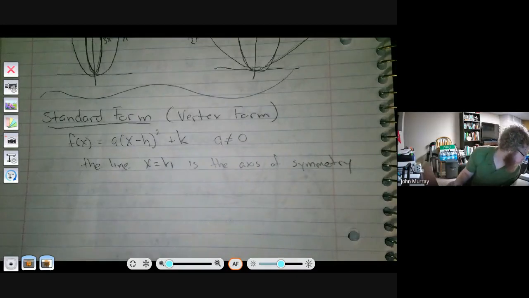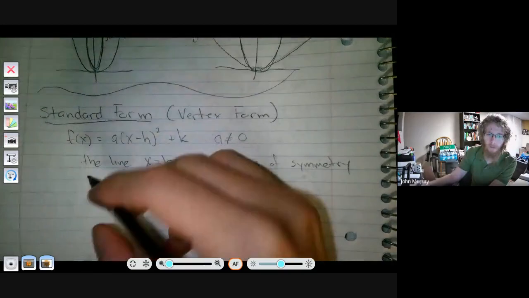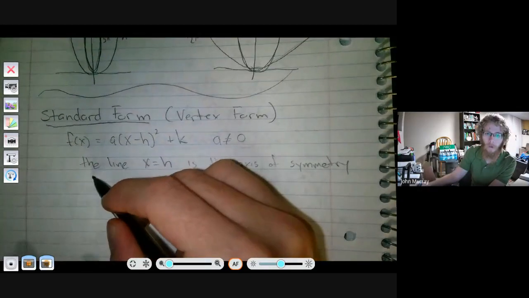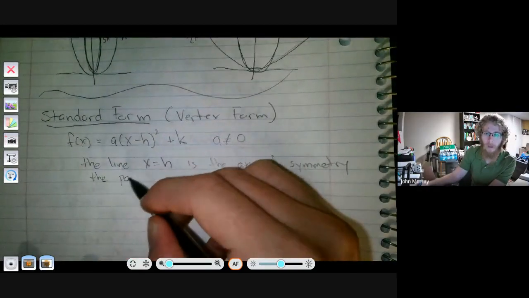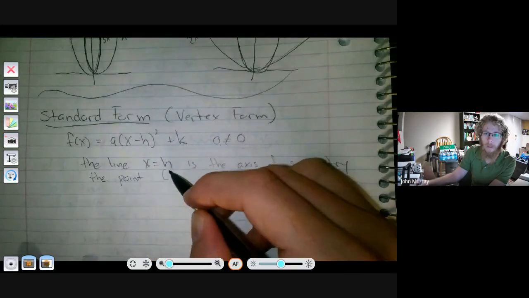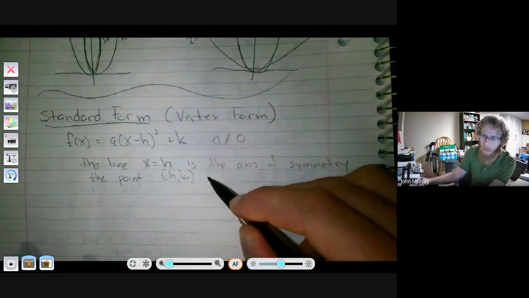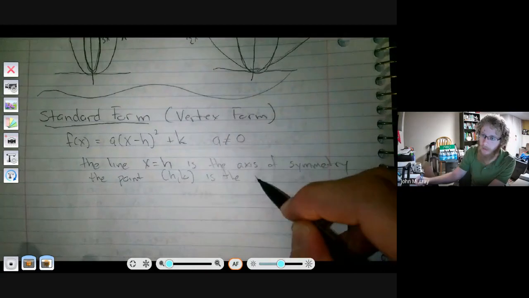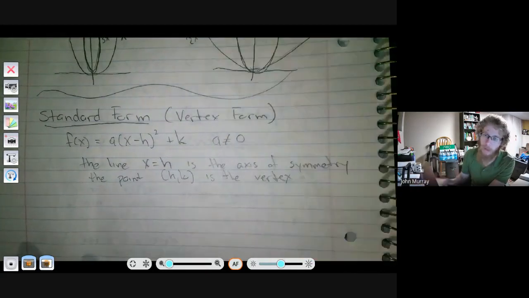So we have the line x equals h is the axis of symmetry, and the point h comma k is our vertex.